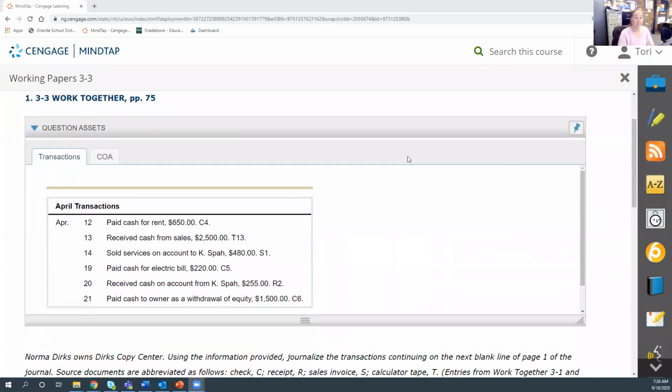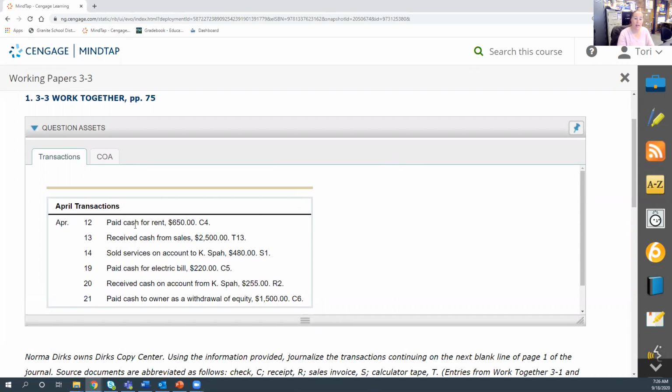Okay, 3-3. This is something great about chapter 3: it's the same stuff, we're just doing different transactions. And that's really it. So in 3-3, we paid cash for rent. So again, look at your transactions and see if you can break them up to figure out what account you're using. So this one, we paid cash.